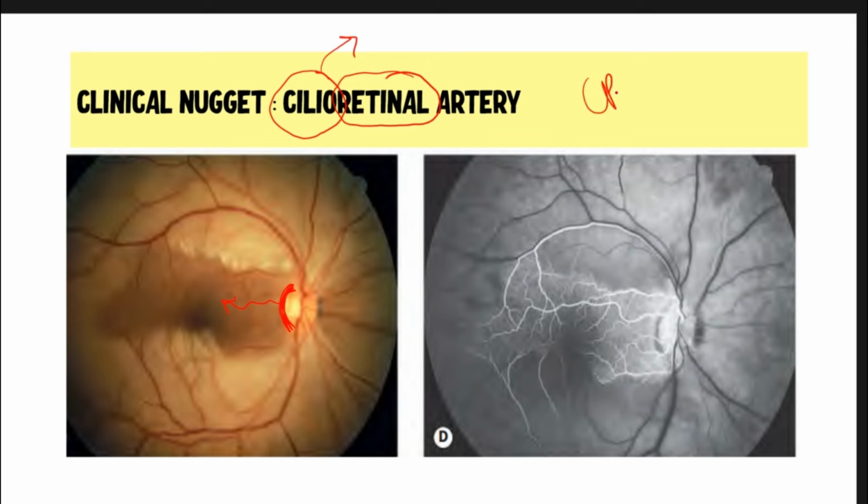Okay, now in these 20% of the population who have a cilioretinal artery, if they actually suffer from a central retinal artery occlusion, what will happen? Although the blood supply will be cut off because of central retinal artery occlusion, the macular area will now be spared and the patient will have good vision because of the normal cilioretinal artery. Okay, so that is one important clinical nugget that you have to remember. So if this artery is present, which is present in about 20% of the population, the central vision will be preserved even in a case of central retinal artery occlusion.